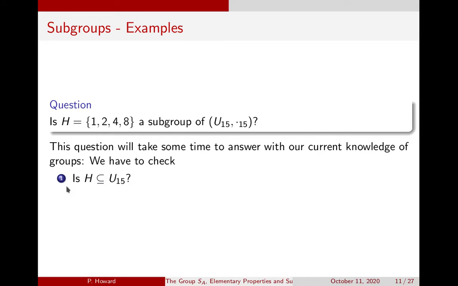So first requirement, is H a subset of U15? Yes, U15 consists of the elements 1, 2, 4, 7, 8, 11, 13, and 14, and every element of H is one of these. Is H non-empty? This is an obvious yes. H has 4 elements.